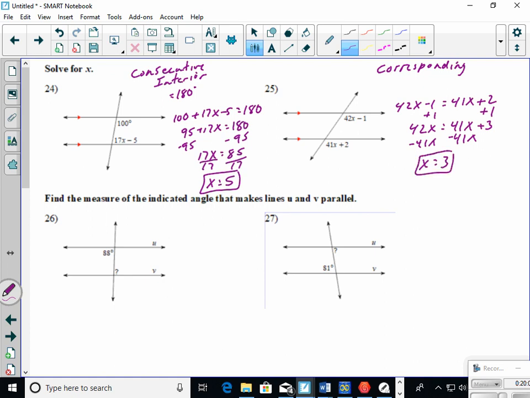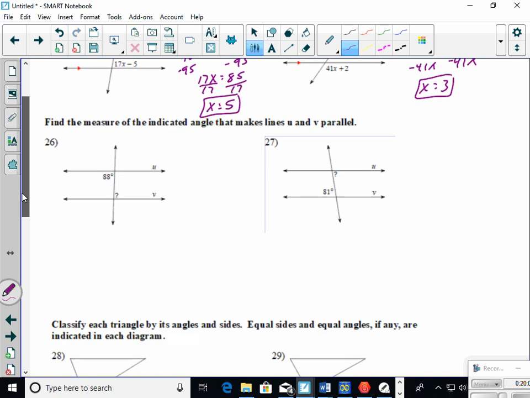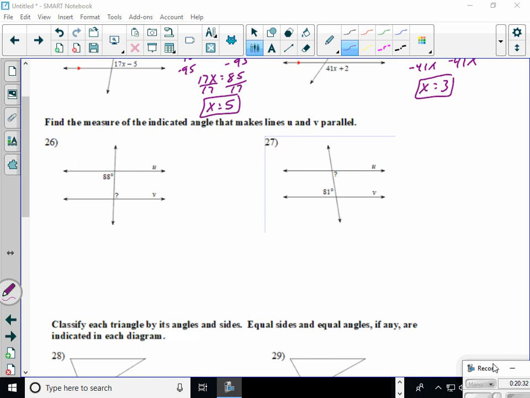Our x is going to be 3. Then find the measure of the indicated angle that makes lines U and V parallel. In order for the lines to be parallel, we have alternate interior angles here, and the alternate interior angles have to be the same, or equal to each other.